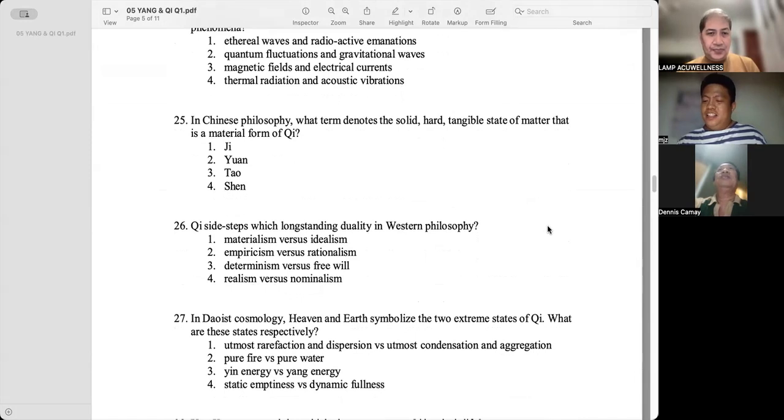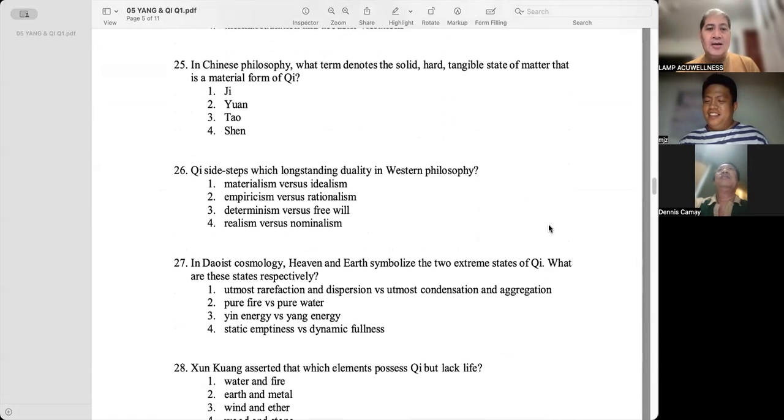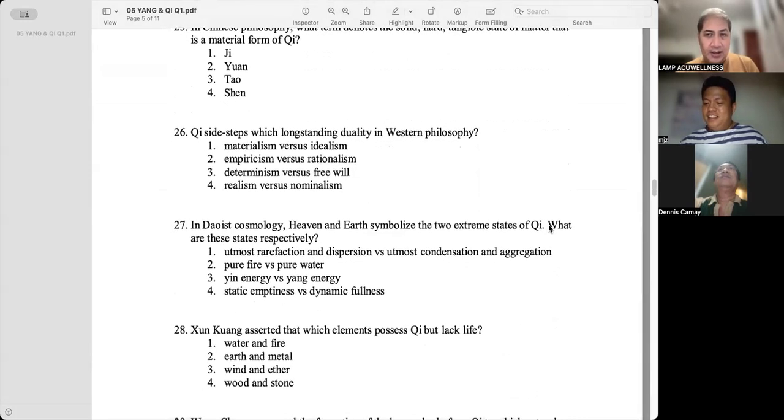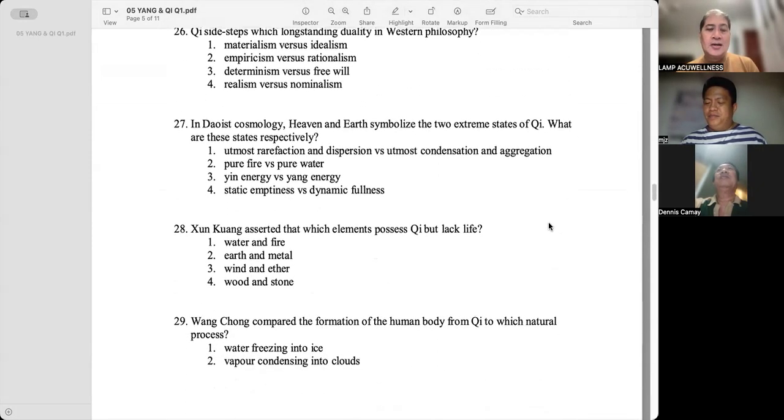Chi. Chi sidesteps which long-standing duality in Western philosophy? Materialism versus idealism. In Taoist cosmology, heaven and earth symbolize the two extreme states of chi. What are these states respectively?